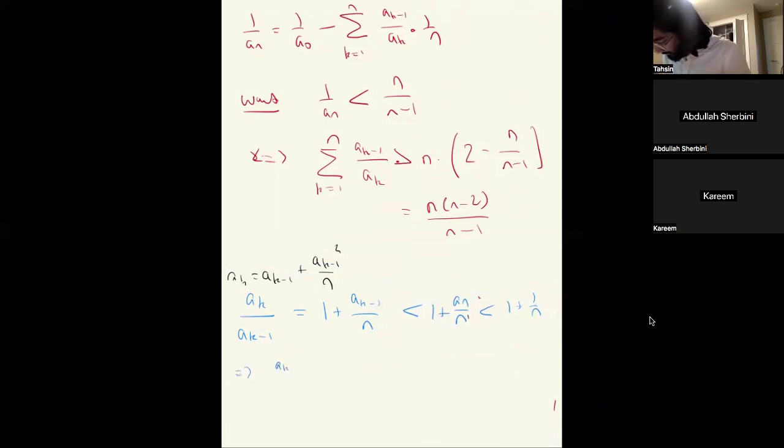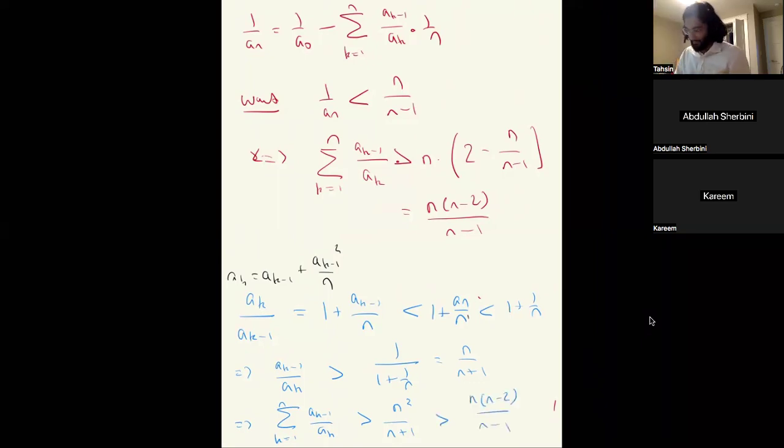That tells us a_{k-1} over a_k is lower bounded by 1 over 1 plus 1 over n, which is equal to n over n plus 1. So the sum from k equals 1 to n of a_{k-1} over a_k is lower bounded by n squared over n plus 1, which, you can see, is bigger than n times (n minus 2) over (n minus 1). And so that finishes the proof.